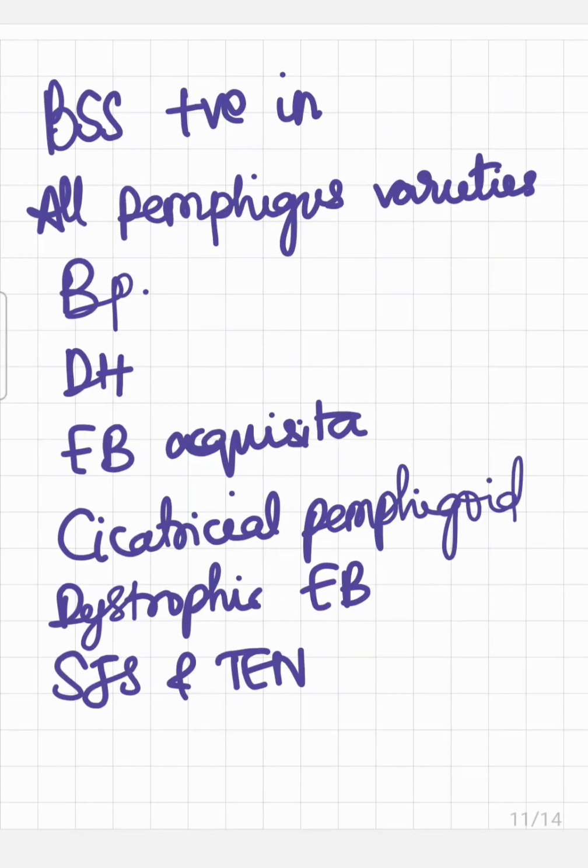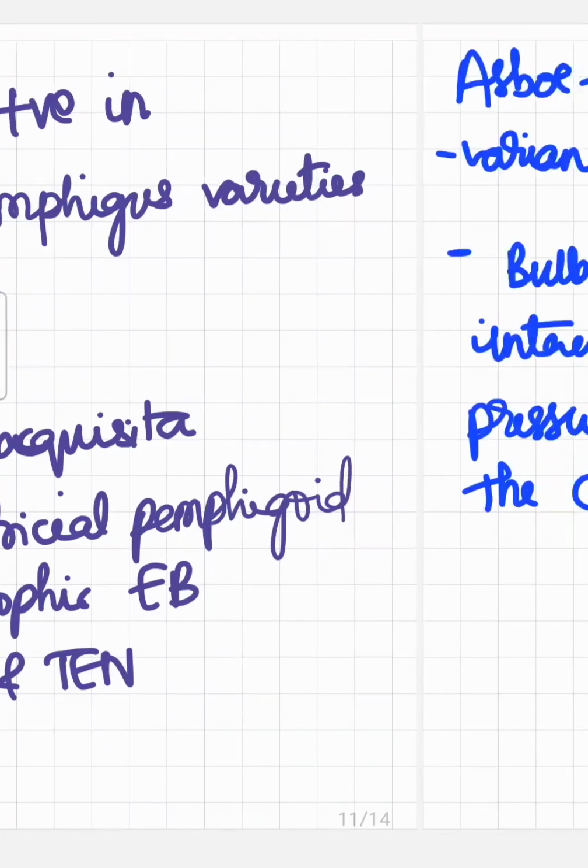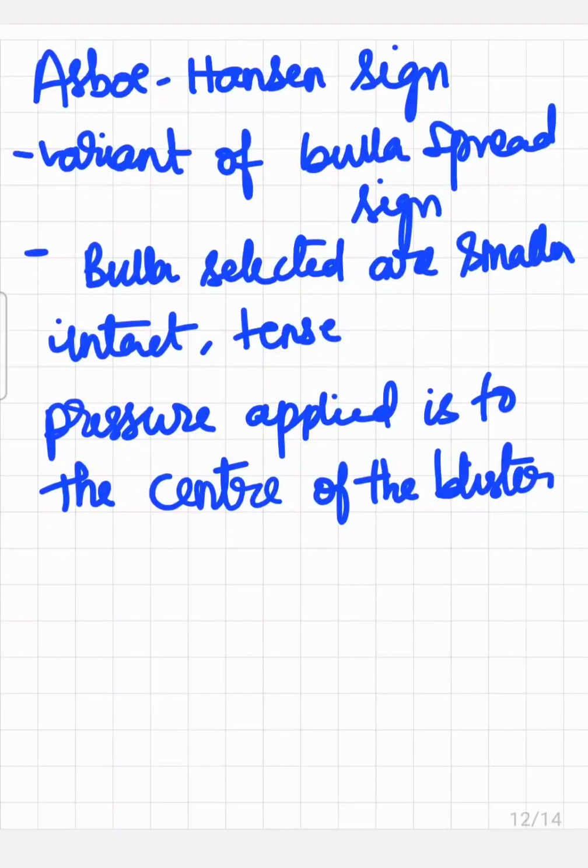So bulla spread sign is positive in all pemphigus variants, bullous pemphigoid, dermatitis herpetiformis, epidermolysis bullosa acquisita, cicatricial pemphigoid, dystrophic epidermolysis bullosa, and Stevens-Johnson and toxic epidermal necrolysis. There is another variant called Asboe-Hansen sign. It is a variant of the bulla spread sign. The bulla selected in this sign are smaller, more intact and more tense. And instead of applying pressure in a unidirectional direction, here you apply the pressure towards the center of the blister.